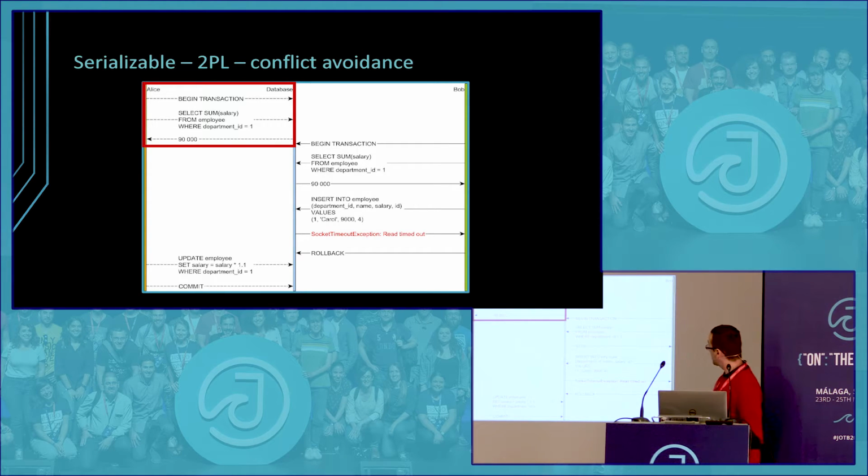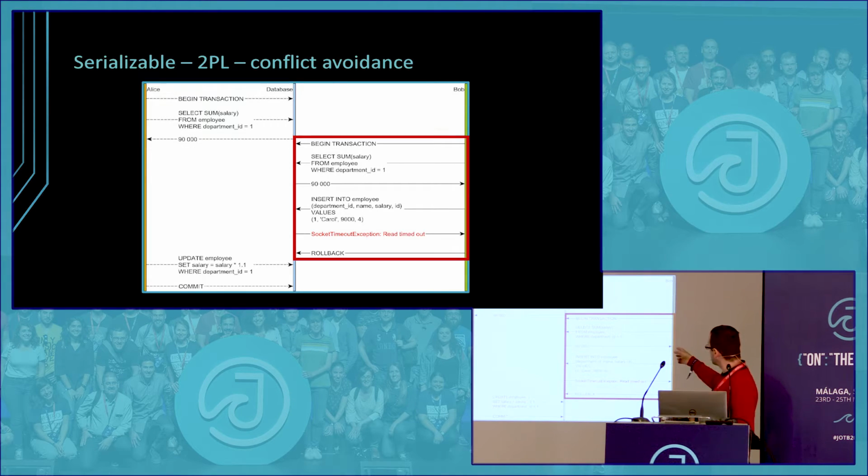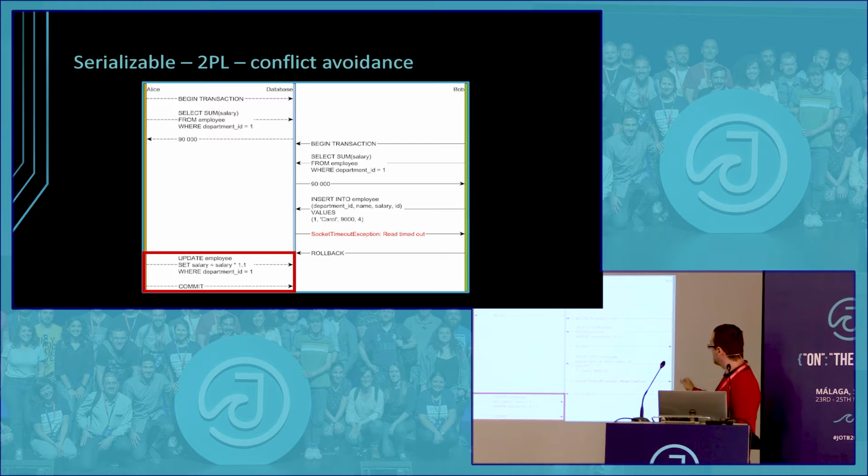Under two-phase locking, you have Alice who reads the records, she takes the lock, then Bob does the read, and then when they try to insert, they cannot do the insert, because you already locked those records, the employees. If Alice does not release the lock, they will block and they will time out eventually. So Alice can proceed, and only one user applies the change. That's how two-phase locking works.